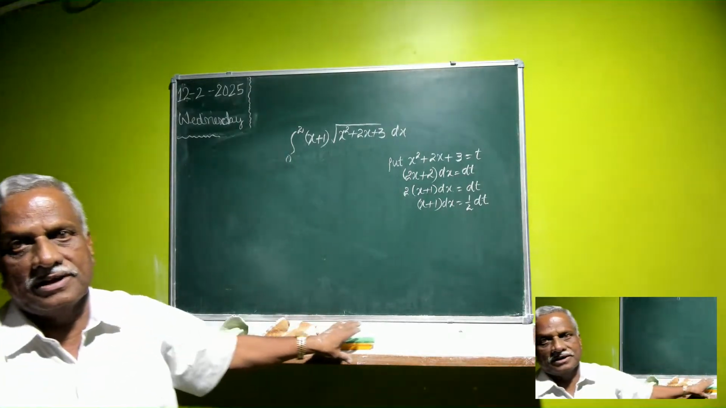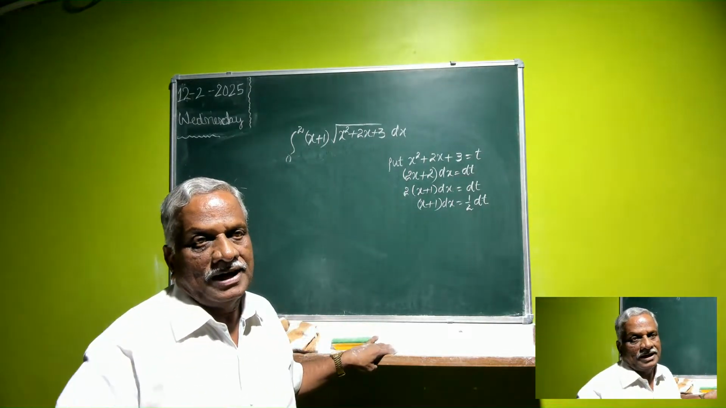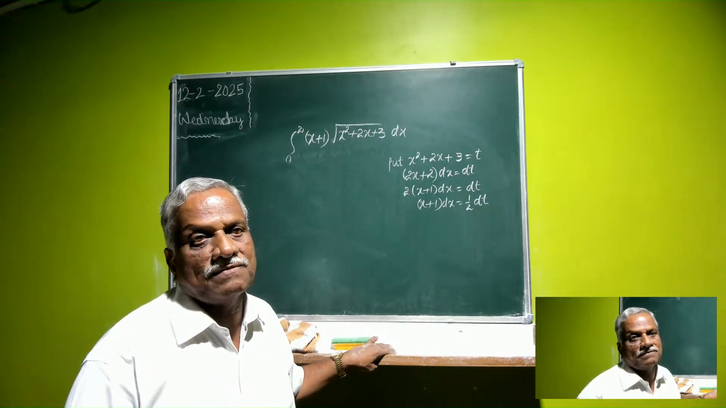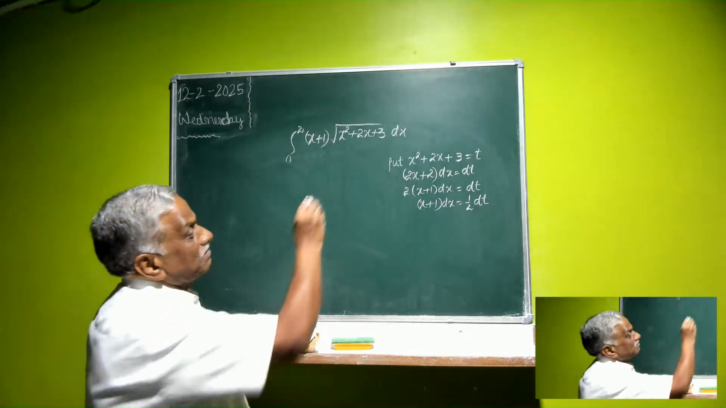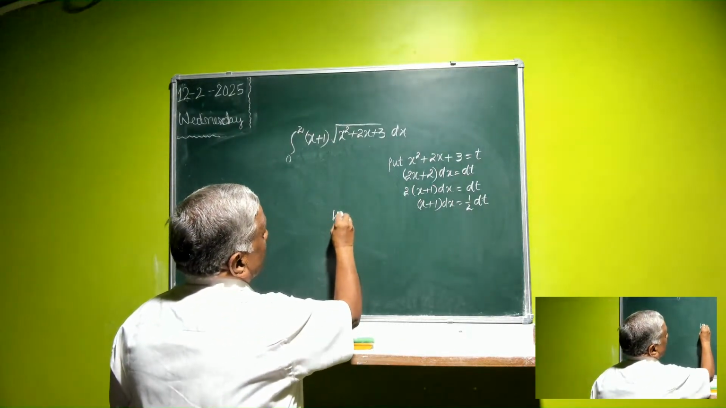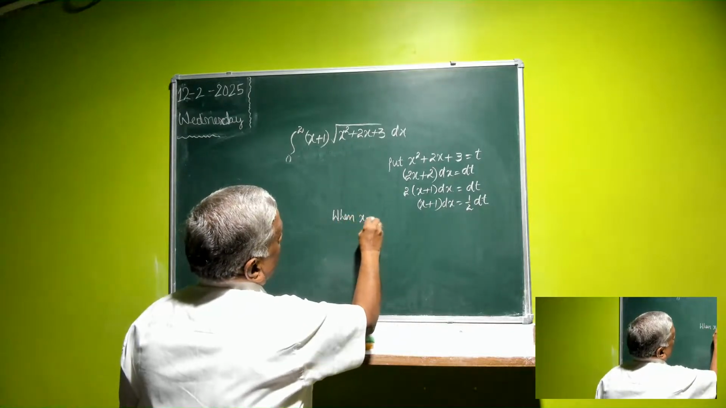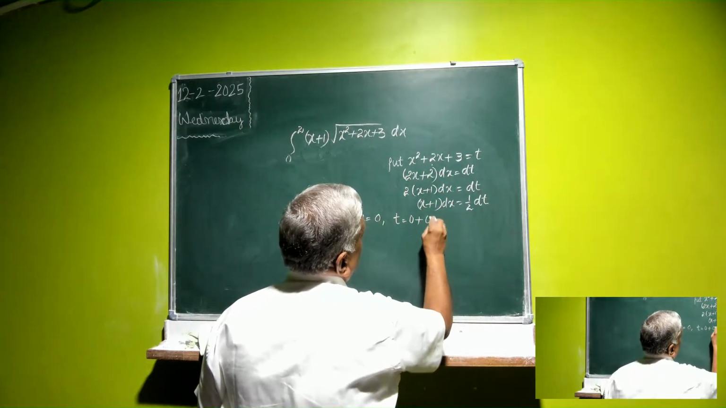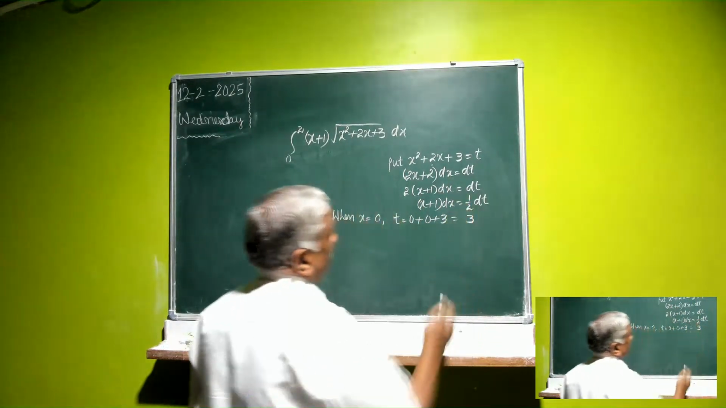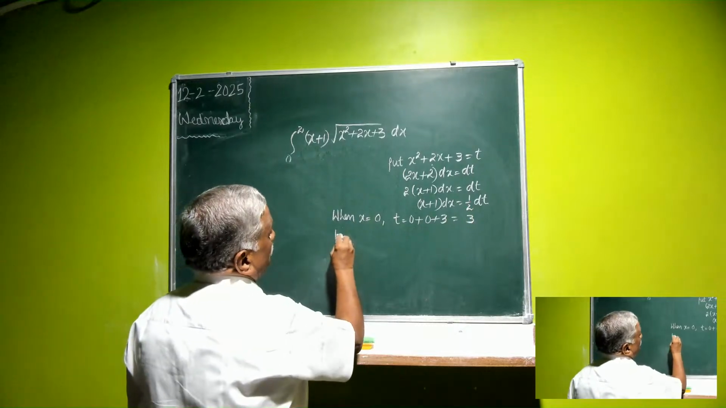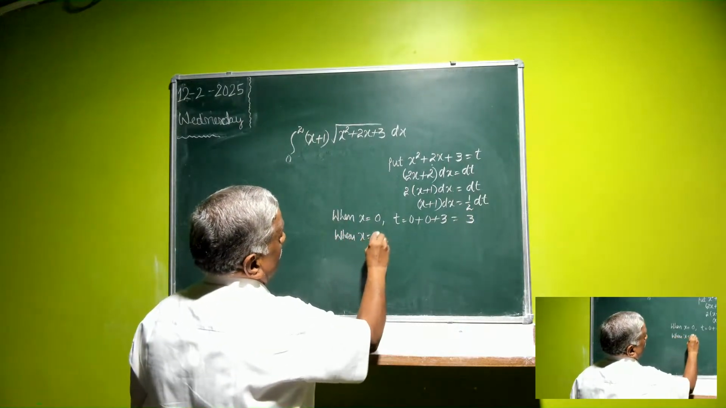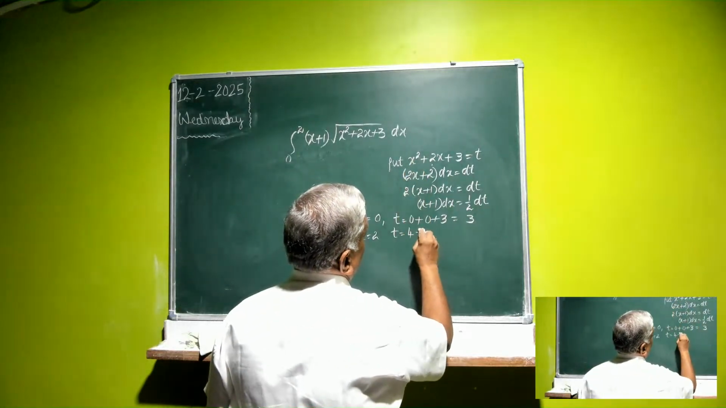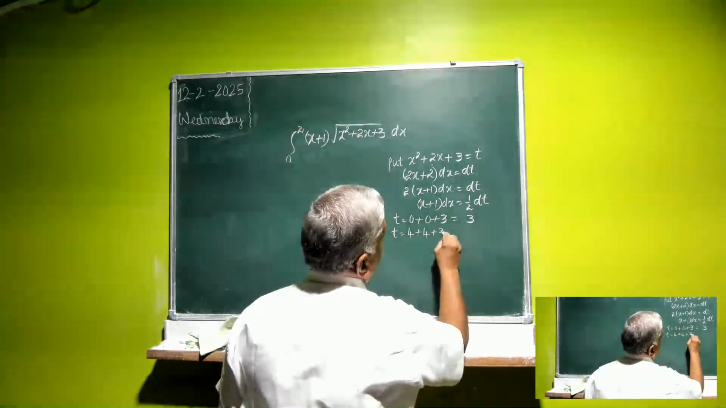Now what you should do is, I have given note number 2. Either you can replace the value back, or you can find the corresponding values of the upper and lower limits. That's always a better method. So let us take the limits. When x is equal to 0, what is t? x square is 0, 2x is 0, plus 3, so t is 3. When x is equal to 2, what is t? x square is 4, 2x is also 4, 3 is 3 only, this is 11.